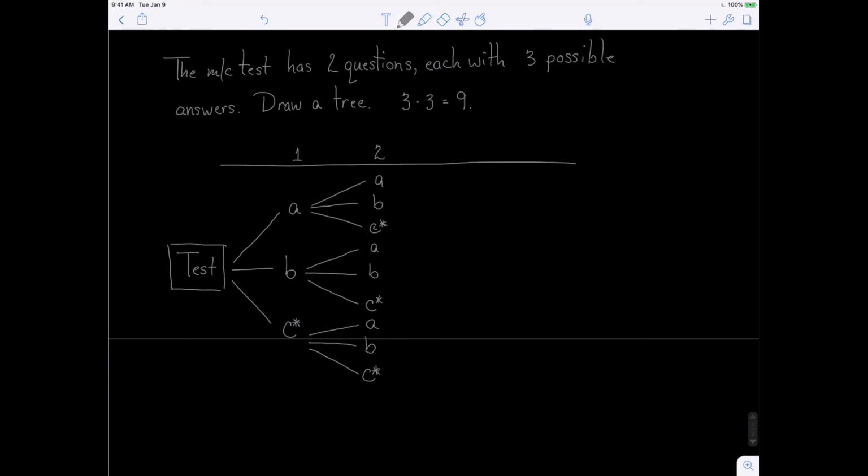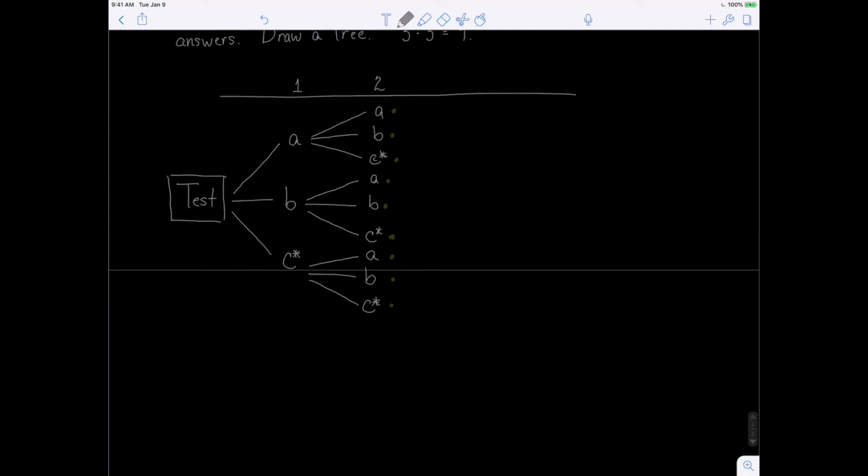Wow. So let's do this. Notice if we count these up, I have 1, 2, 3, 4, 5, 6, 7, 8, 9. So we have 9 different things that can happen, like we were expecting. So let's do a few things. Let's find a few probabilities.